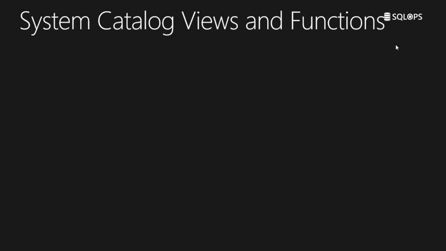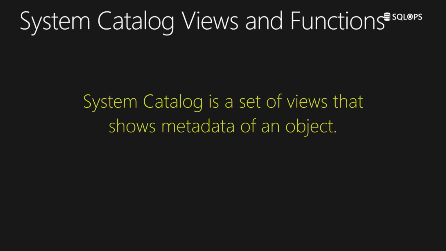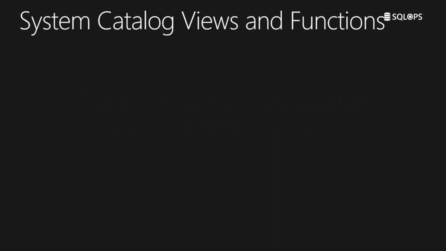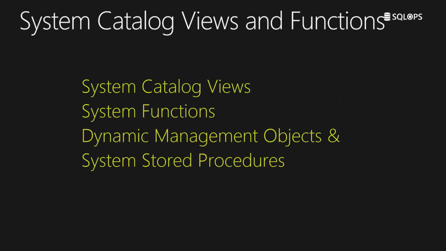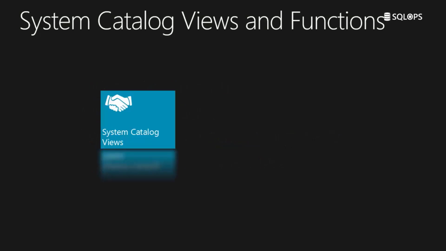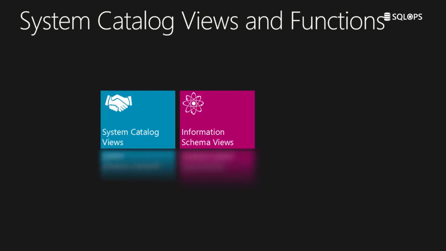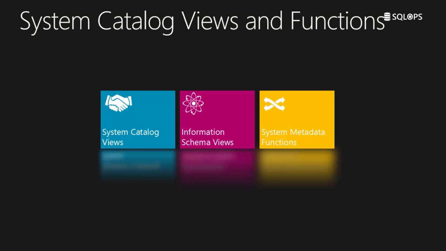The SQL Server system catalog is a set of views that show metadata that describes the objects in an instance of SQL Server. Metadata is data that describes the attributes of objects in a system. You can access the metadata through a variety of mechanisms such as system catalog views, system functions, dynamic management objects, and system stored procedures. In this lesson, you will learn how to write queries that retrieve the system metadata using system catalog views, standard information schema views, and system functions.